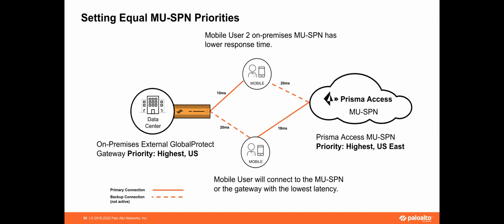So in this example, for user 1, the GlobalProtect app determines that the Prisma Access MUSPN has a lower response time than the on-premises gateway. And for user 2, the GlobalProtect app determines that the on-premises gateway has a lower response time, because all MUSPNs and gateways have the same priority. User 1 connects to the MUSPN on Prisma Access, and user 2 connects to the on-premises gateway based on lower response time. So the selection logic here is: within the same country as the GlobalProtect client, priority as set in the GlobalProtect configuration, and then HTTPS latency.